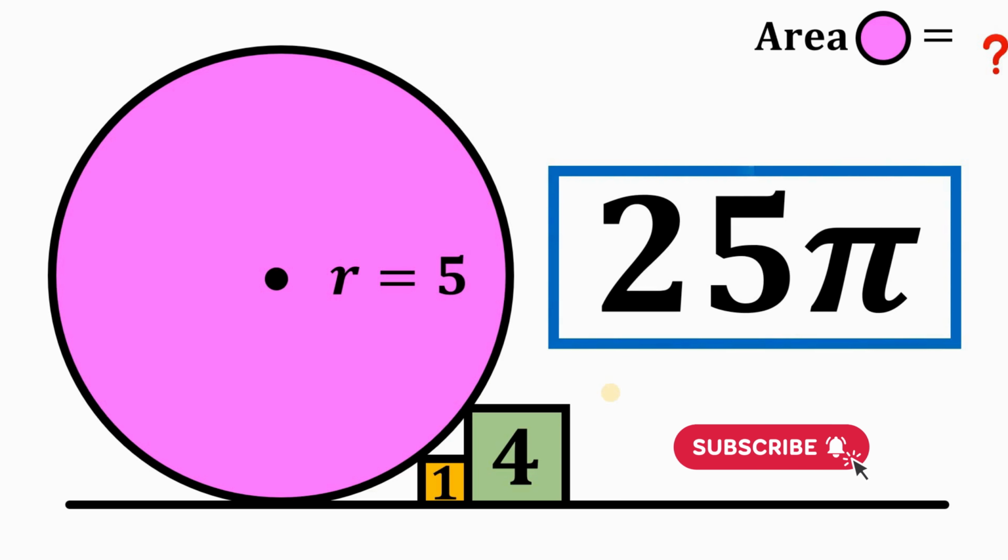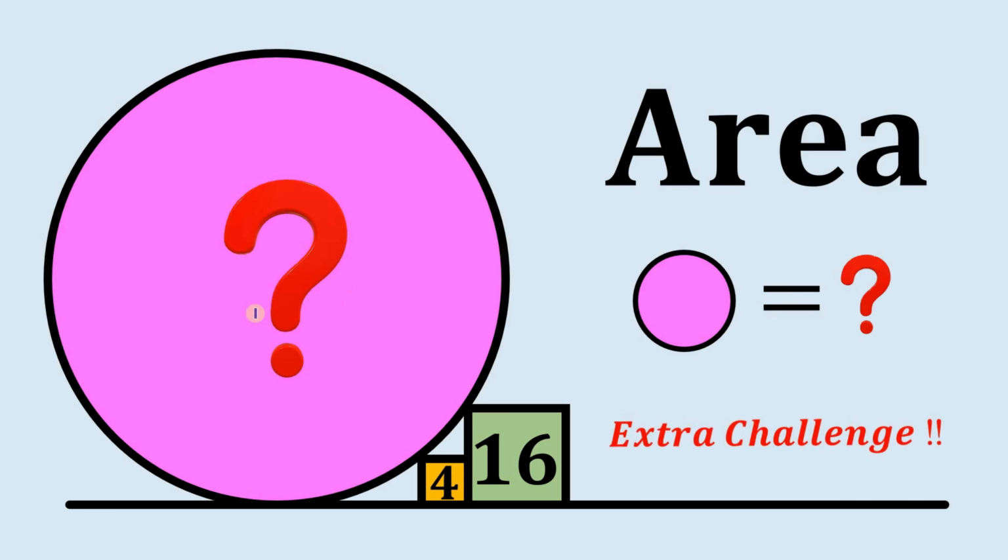And of course, before we end this video, let's have an extra challenge. So this is the extra challenge. Same scenario, but the area of the small square is 4 square units and the area of the big square is 16 square units. The question again is to find the area of the pink circle.